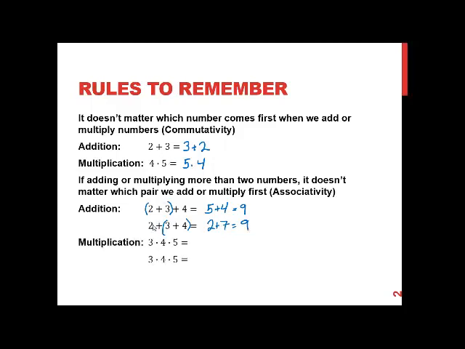Multiplication holds the same way. Multiply the 3 times the 4 first, we get 12 times 5, which is 60. Or if we multiply the 4 times the 5 first, we get 3 times 20, which is still 60.